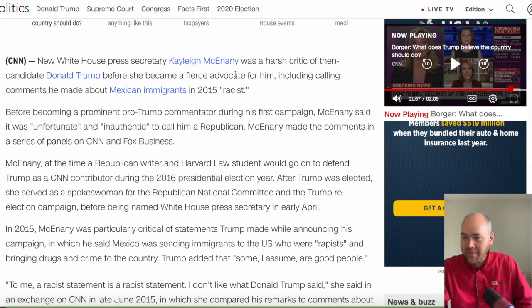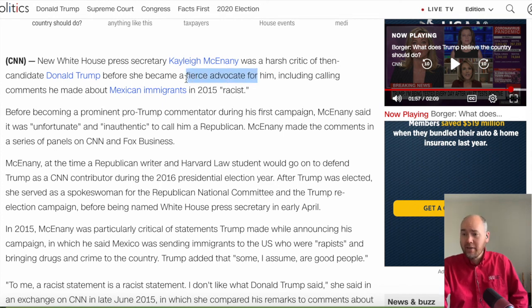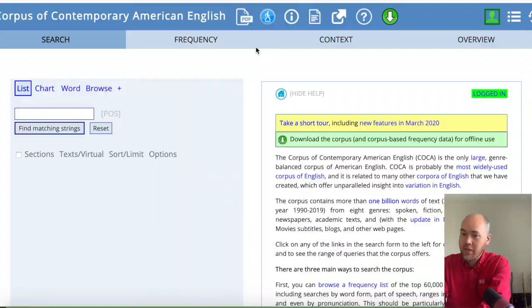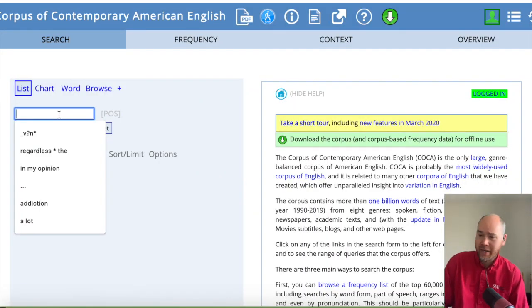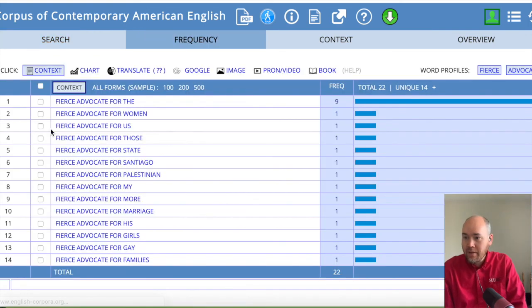"Before she became a fierce advocate for him." This might be chunky. These two words together, "fierce advocate for him." Not him in particular, but for anybody. So I'm actually going to copy paste that into COCA. If you don't know how to use COCA, check out one of my other videos. COCA is very, very useful. Okay, so I'm just going to search for "fierce advocate for," and I'm going to put a star because I want anybody there. And let's see. Fierce advocate for women, fierce advocate for us. So out of the whole corpus, this occurs 22 times. It's a little bit chunky.